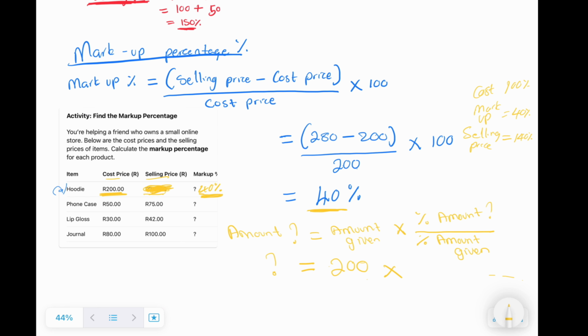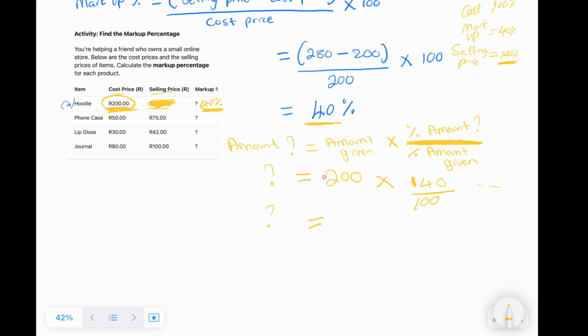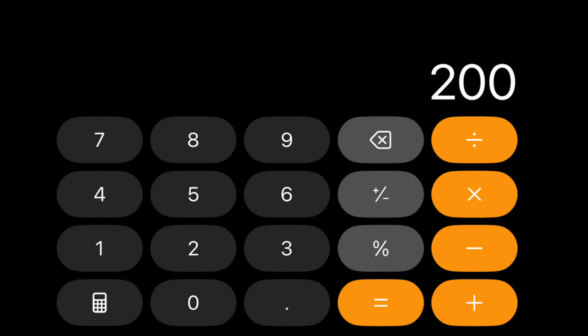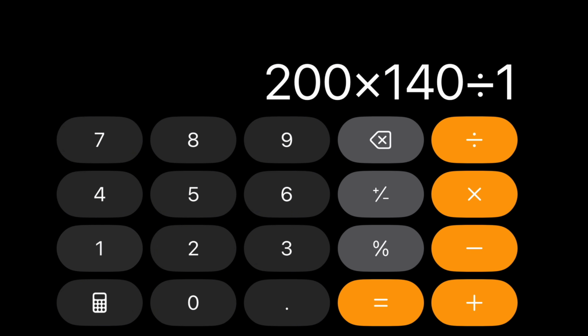Okay. So now the percentage of the amount we are looking for, remember we are looking for the selling price. So now it says you must multiply by the percentage of the amount you're looking for. The amount we're looking for is the selling price and its percentage is 140. So you're going to say multiplied by 140, divide by the percentage of the amount given. The amount that has been given to us is this cost price. What is the percentage of the cost price? It's 100. Okay, so let's see if we are going to get that selling price that we are looking for. So we are going to say 200 multiplied by 140 divided by 100.